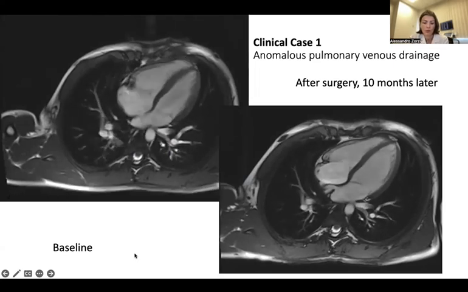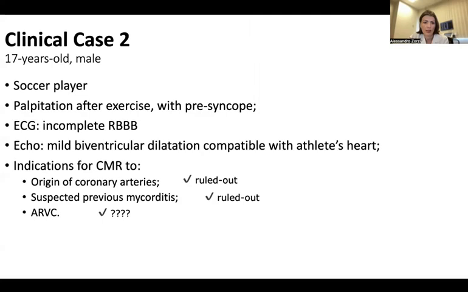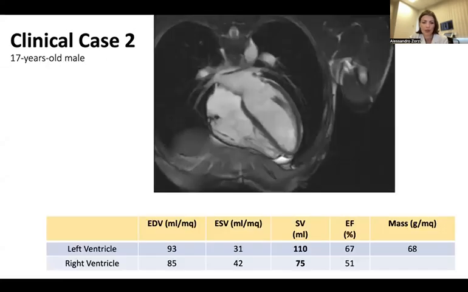So let's go to another clinical case. 17 years old, soccer player, palpitation after exercise, ECG incomplete right bundle branch block, mild biventricular dilatation, compatible with athlete's heart. So coronary arteries were okay, also at ultrasound. No history of myocarditis. Those are the volumes.